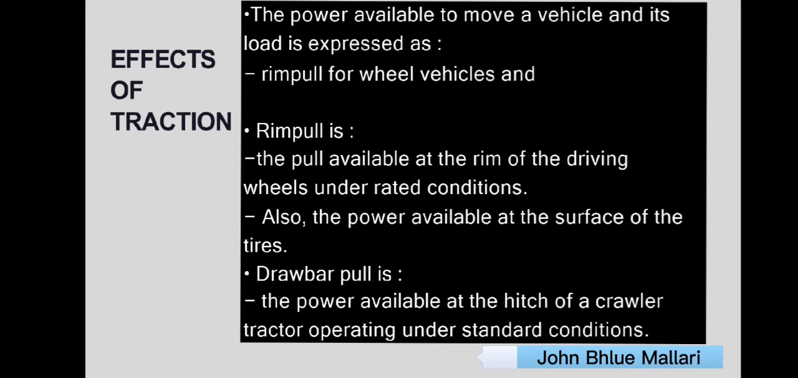My topic is effects of traction. The power available to move a vehicle and its load is expressed as rim pull for wheel vehicles and drawbar pull for crawler tractors. Rim pull is the pull available at the rim of the driving wheels under rated conditions. Also, it is the power available at the surface of the tires.